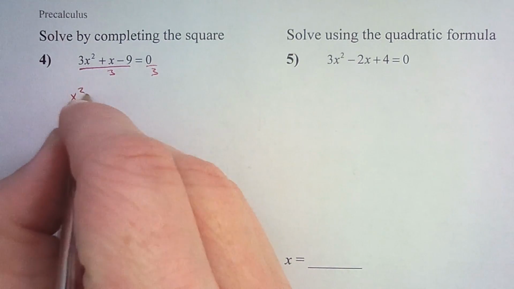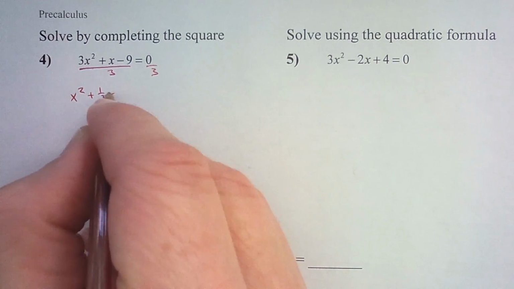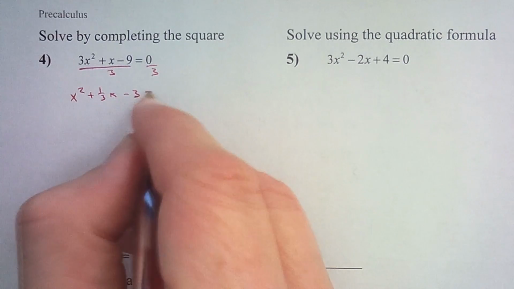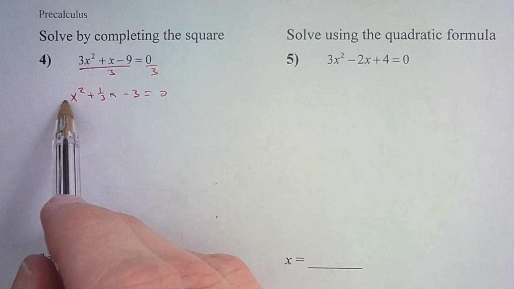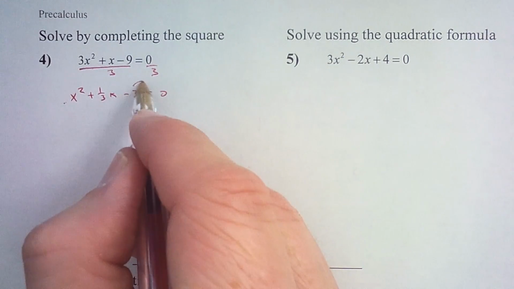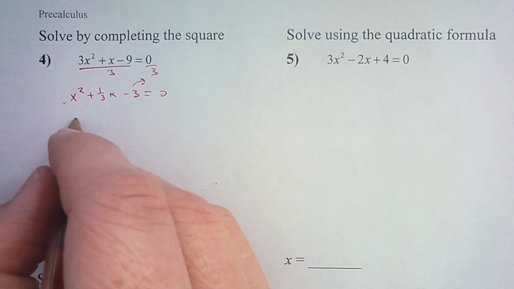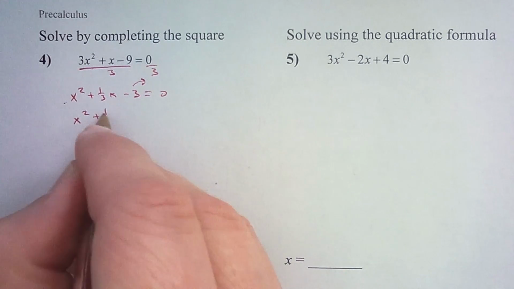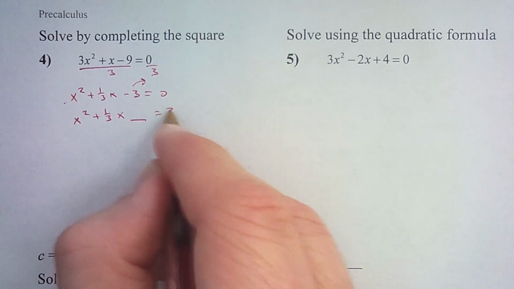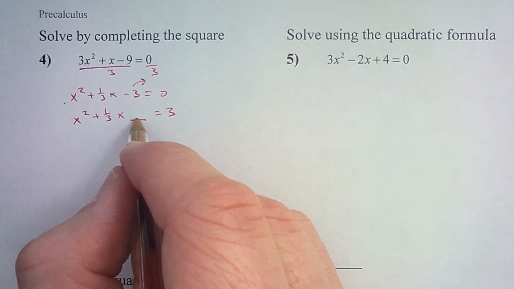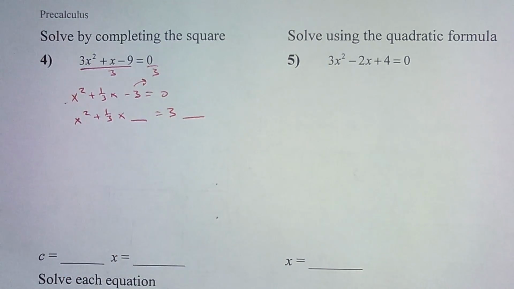So we get x squared plus 1/3 x minus 3 equals 0. Okay, so we've got a lead coefficient of 1. Now we'll move this c over and make room for a new c. So x squared plus 1/3 x blank for a new c equals 3. And whatever I add here on the left, I have to add on the right.